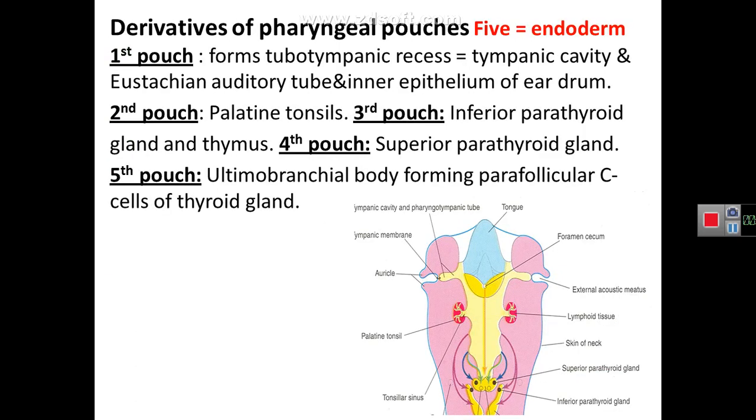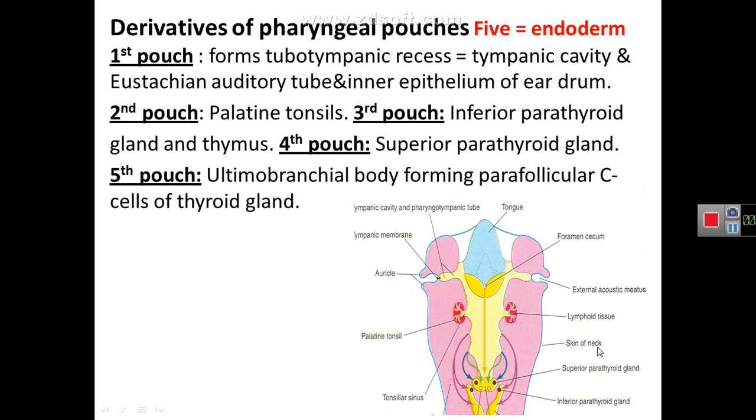Next, we will talk about derivatives of the pharyngeal pouches. And we said the pharyngeal pouches are grooves from the endoderm of the pharynx separating the mesoderm of the pharyngeal arches from inside. These grooves are 5 pouches. All of them are formed by the endoderm of the pharynx. So, to enumerate structures derived from the pharyngeal pouches, we will start with the first pouch. The first pouch forms the Eustachian auditory tube and the middle ear cavity.